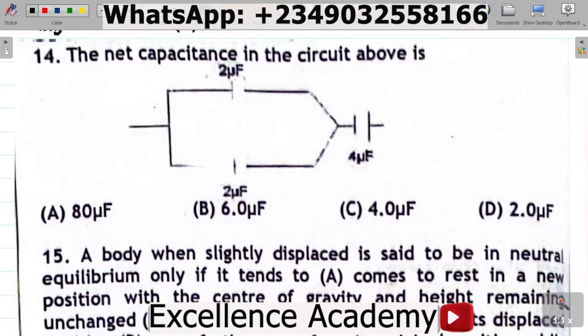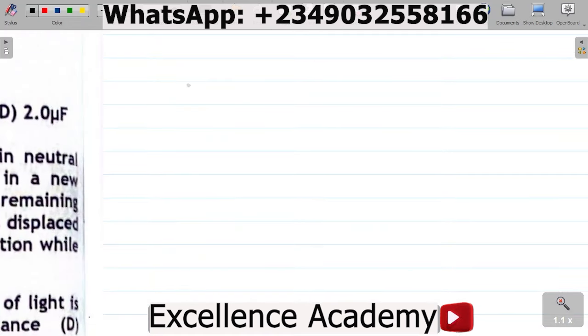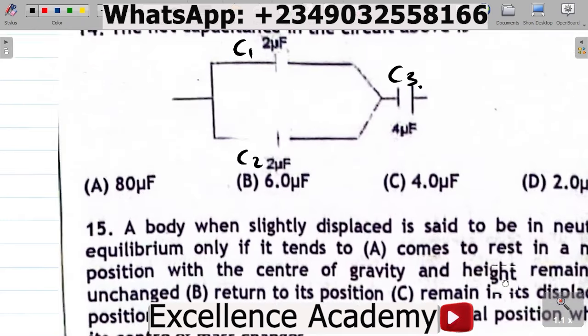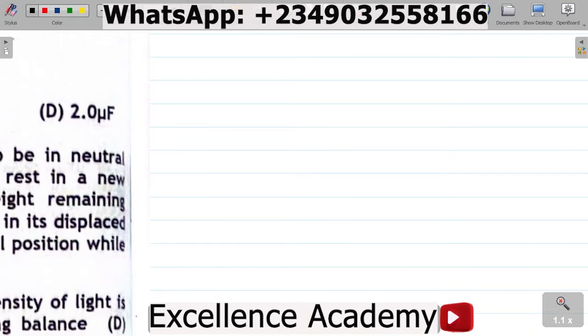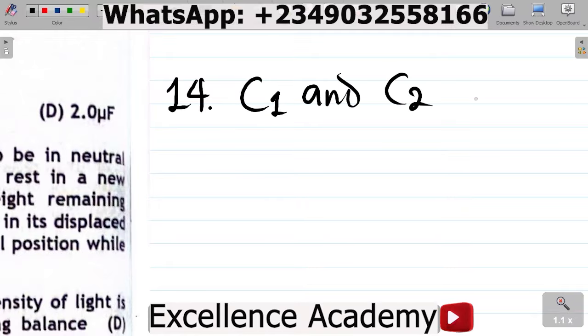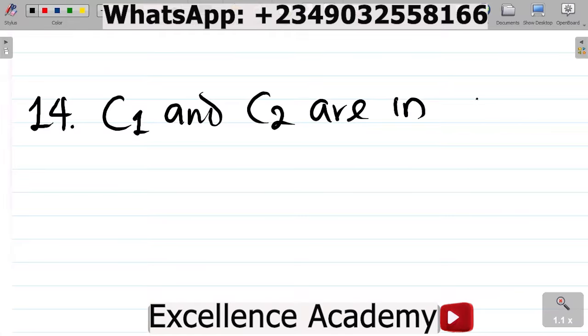So let's resolve. Let's call this C1, this C2, and this C3. Now, how do you solve this? First, C1 and C2 are in parallel. So for question 14, you have that C1 and C2 are in parallel.